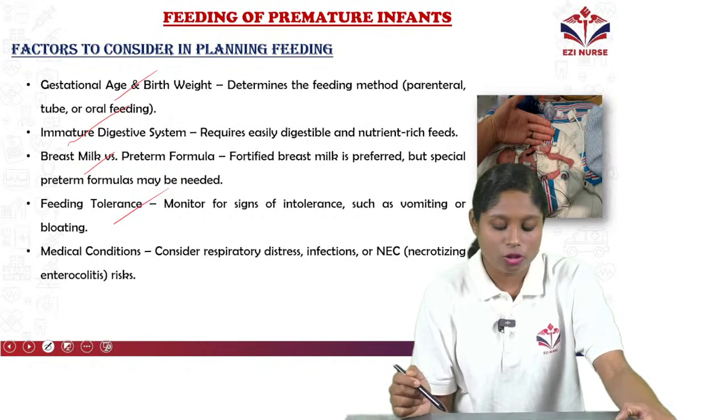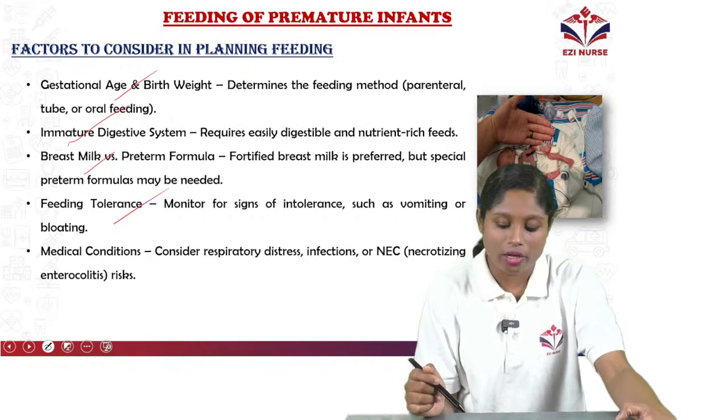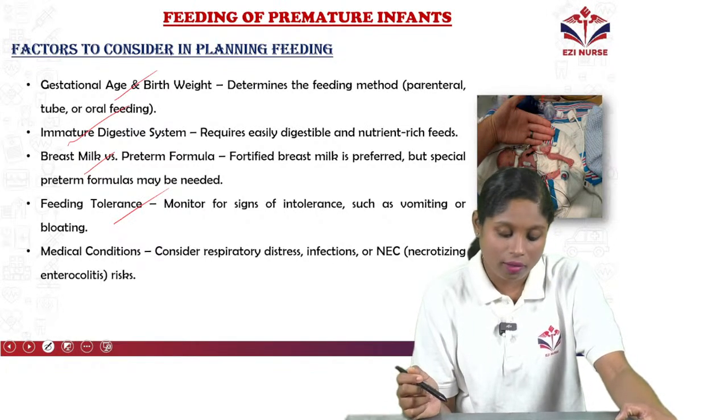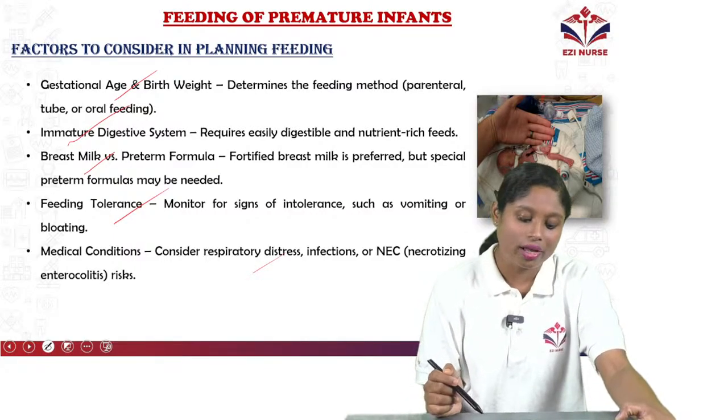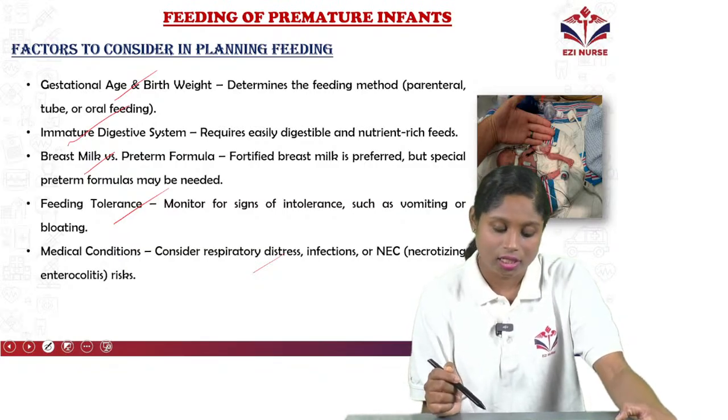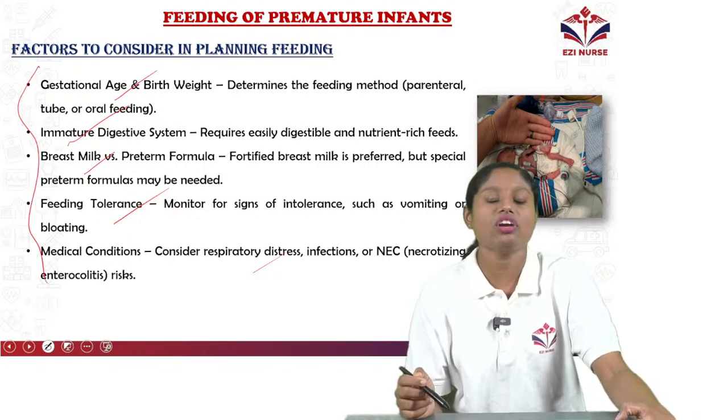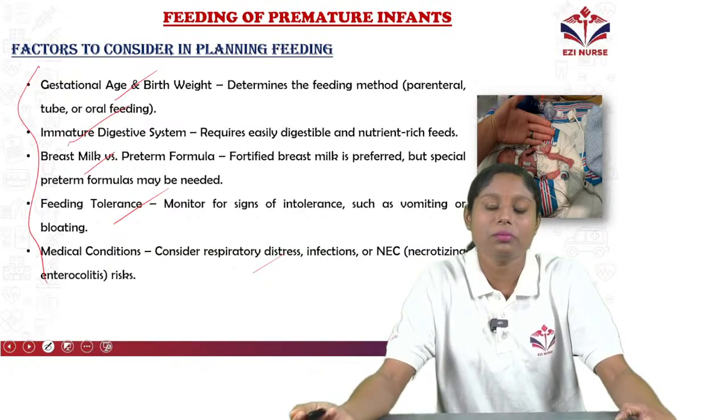Feeding tolerance. Monitor for signs of intolerance such as vomiting or bloating. Medical conditions, like respiratory tract infections and necrotizing enterocolitis risk. So these are the factors to be considered while planning feeding for a baby with premature birth.